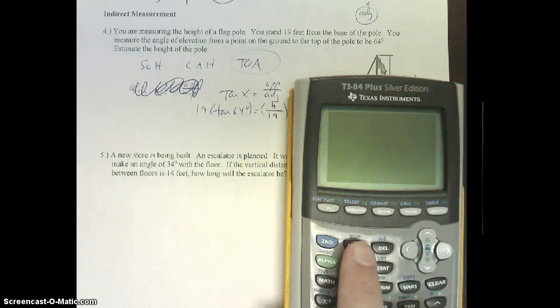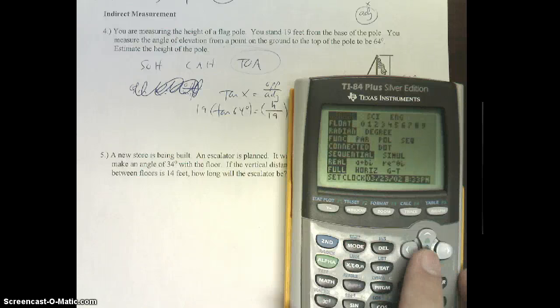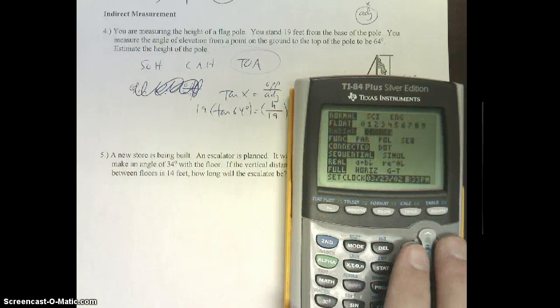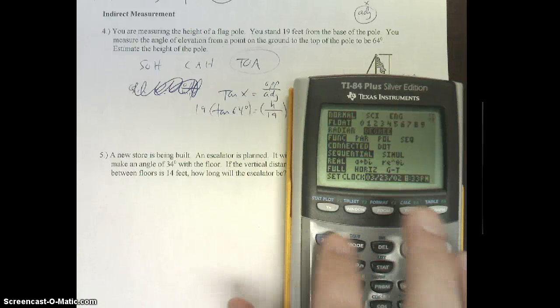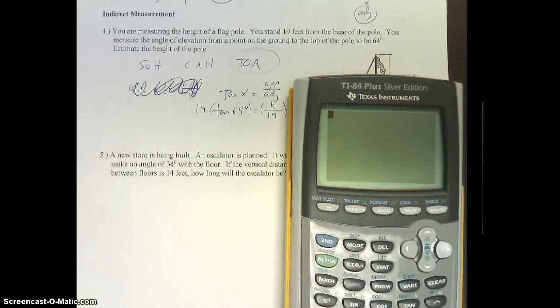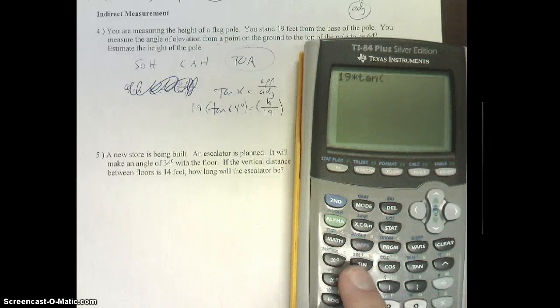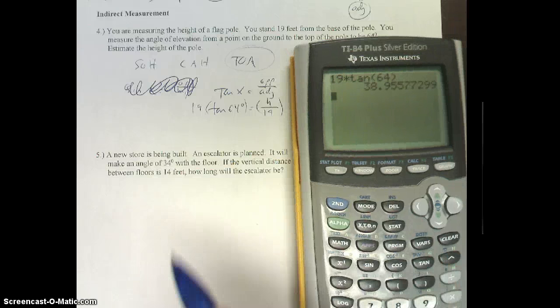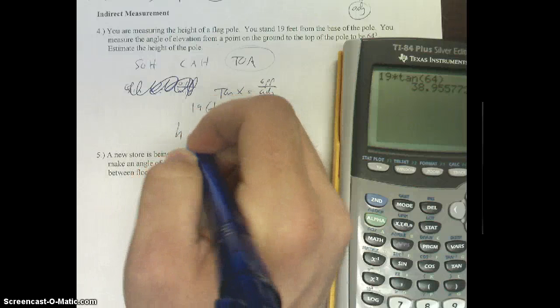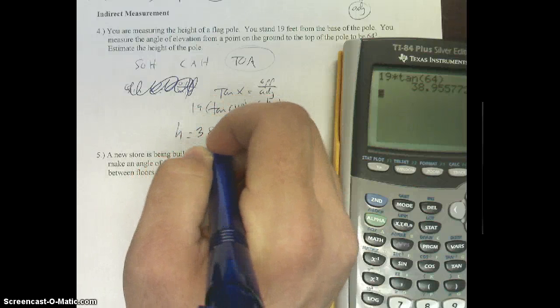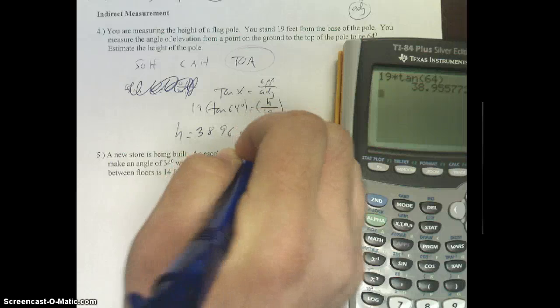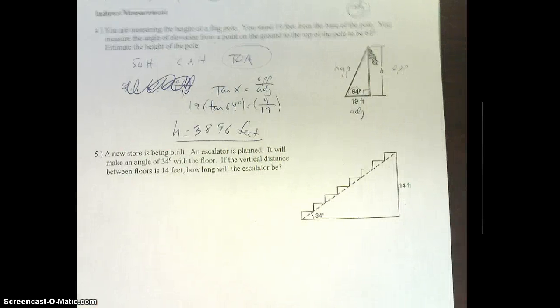But you see this mode button right here? When you hit it, the third thing down says radians or degrees. We want to be in degrees. So I'm going to highlight degrees and hit enter. So now all I'm going to do is type in 19 times tangent. Your 3 trig buttons are sine, cosine, tangent. They're right here in your calculator. 64 degrees. And we end up getting h equals 38.96 feet. Okay? Very good.